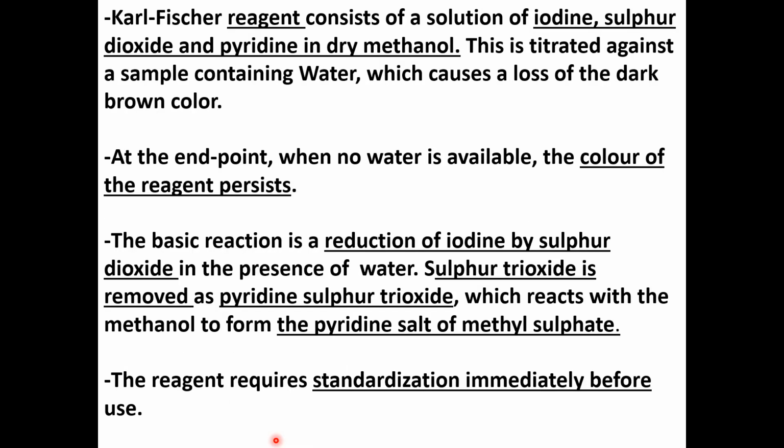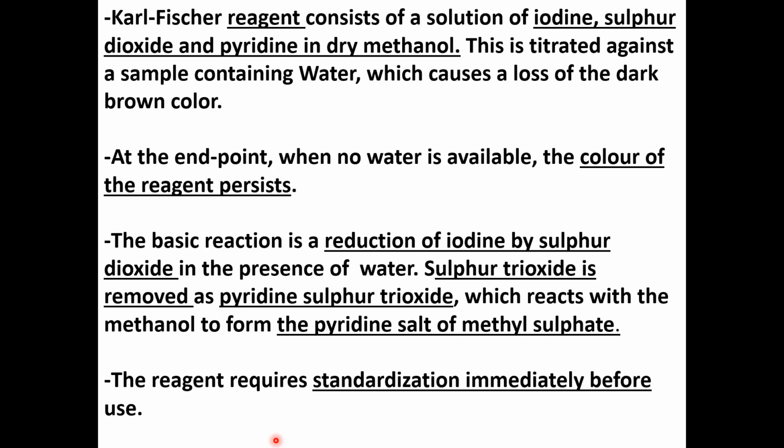Karl Fischer reagent consists of iodine, sulfur dioxide, pyridine, and dry methanol. Titration using this reagent is done by placing the reagent in the burette, and the sample containing water in the flask. Titration continues until the yellow color of iodine persists. This means that no more water is present, the point at which the color of the reagent persists.